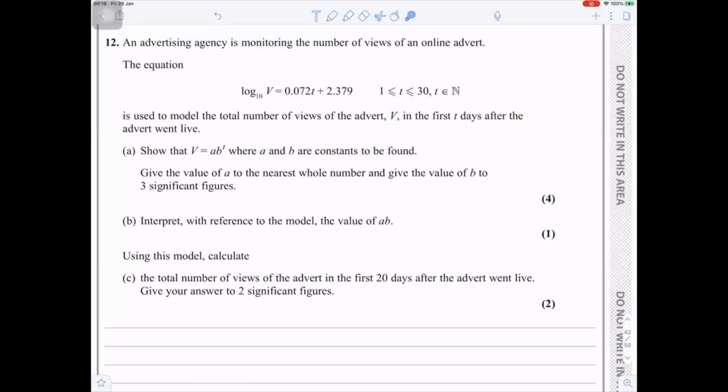Question number 12. An advertising agency is monitoring the number of views of an online advert. The equation log V equals 0.072t plus 2.379 is used to model the total number of views of the advert, V, in the first t days after the advert went live. Show that V equals AB to the t, where A and B are constants to be found. Give the value of A to the nearest whole number and the value of B to 3 significant figures.